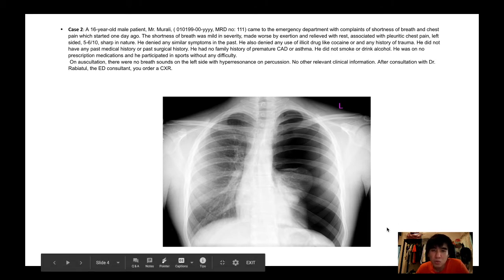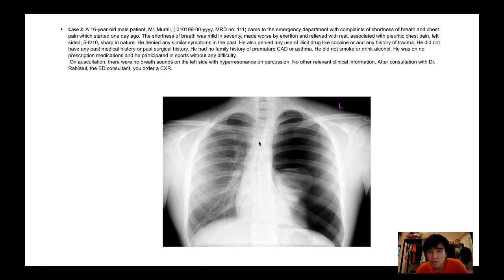Then we go to ABCDE. A stands for airway. The trachea looks like it's deviated to the right. However, the x-ray is rotated to the right, so I can't really tell if there's any deviation. Probably not. I don't know. Trachea cannot be assessed due to rotation.